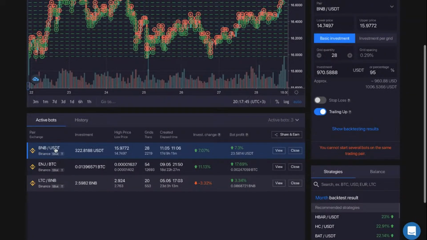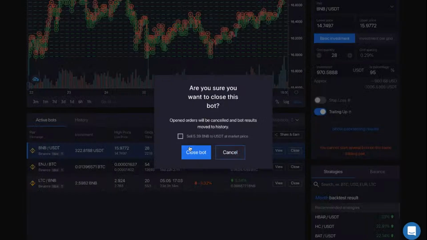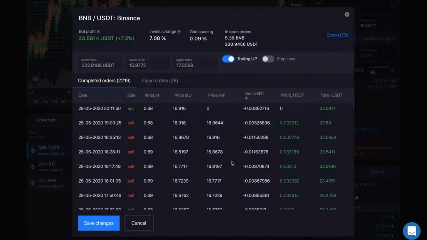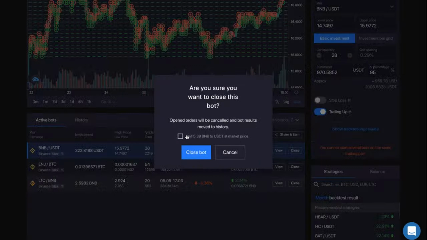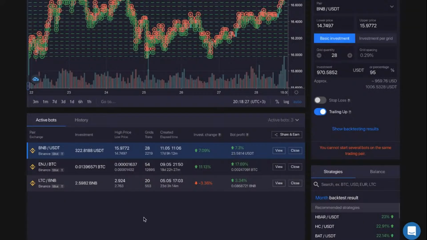So let's say you were trading BNB to USDT. When you click on close and you click on this box, once you click on close the bot, it will sell the amount of BNB that you currently have in this trading setup. You see, I have right now 5 BNBs which are bought, and I have 230 USDT in buy orders. So if I click on close and then click on the box, it will sell all of these BNBs to USDT, and I will be left only with the USDT in this case.